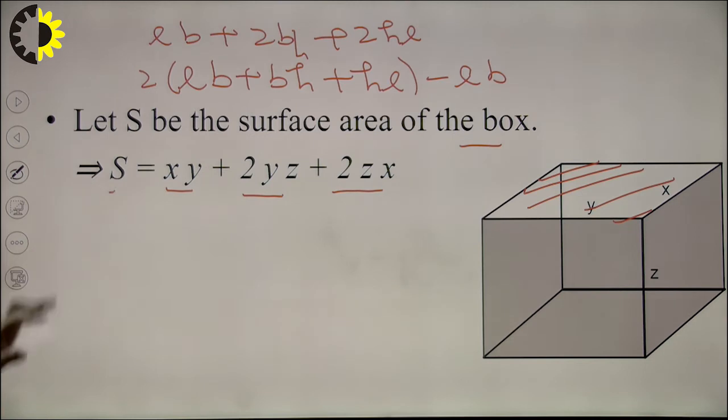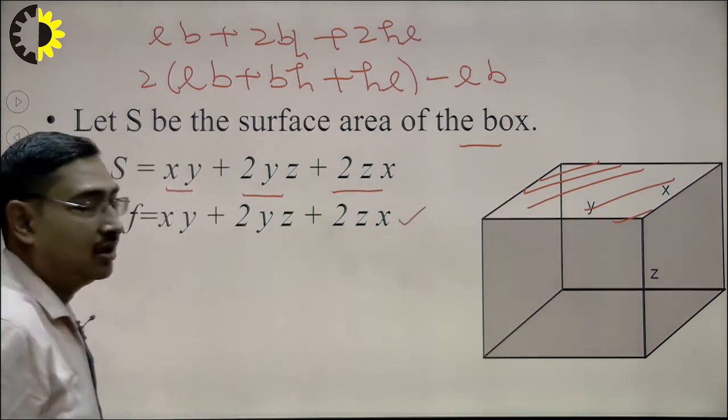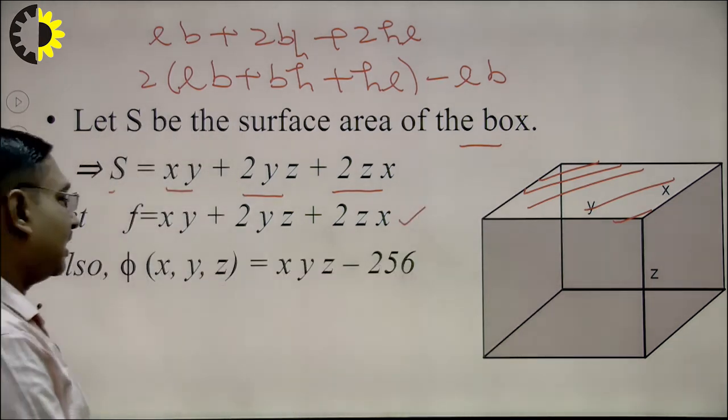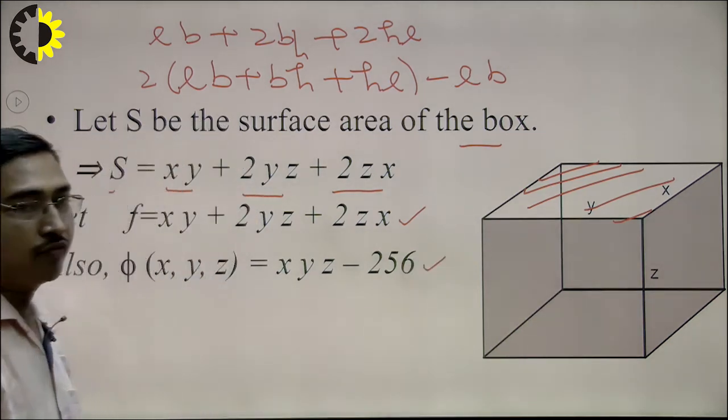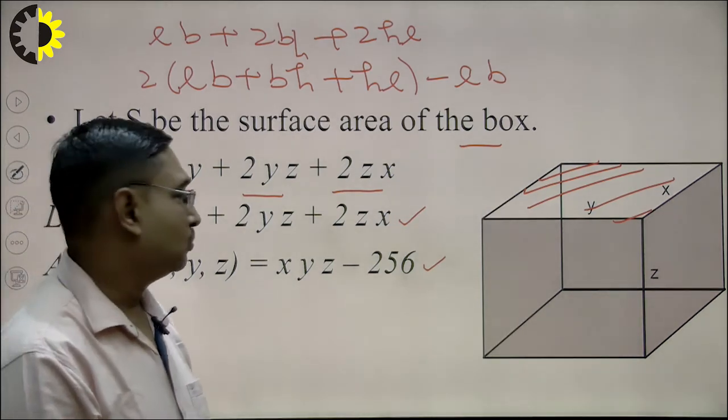This surface area S is to be minimized, and therefore, I shall assume this quantity to be f. Our phi was xyz minus 256. Now, f and phi are calculated. Now, we can proceed as usual.